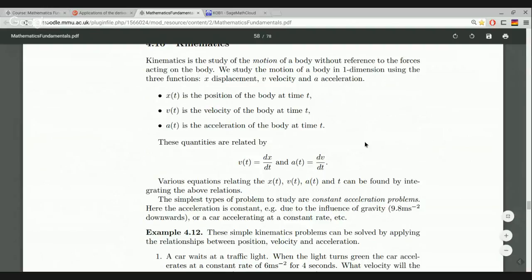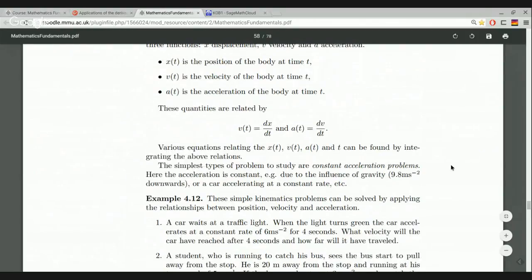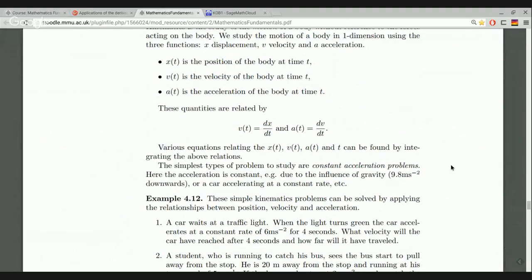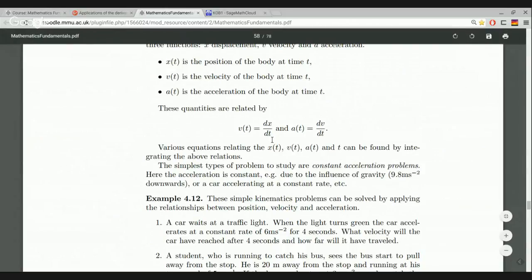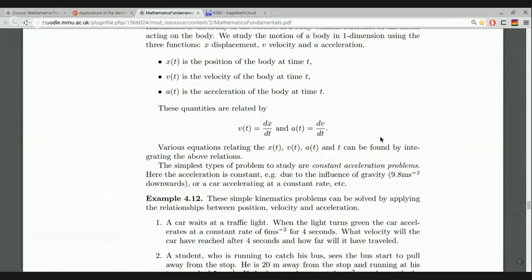Of course, these rates of change immediately bring to mind differentiation. So we have this familiar idea that the velocity is the derivative of position, and acceleration is the derivative of velocity. Or equivalently, acceleration is the second derivative of position. So the acceleration at time t is the rate of change of velocity at time t, which is the second derivative of the position at time t.